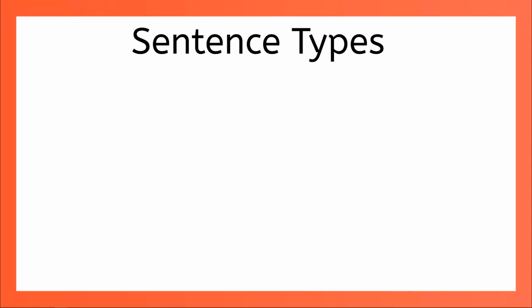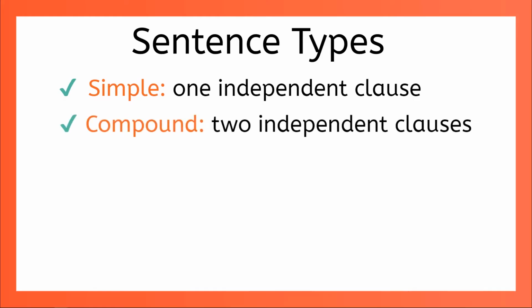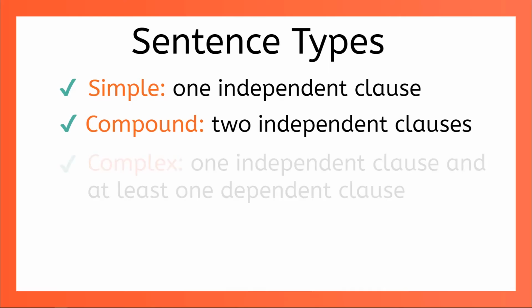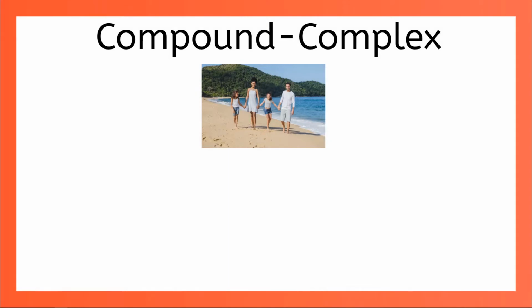Okay, so let's take an inventory of what we know. There's the simple sentence with just one independent clause. There's the compound sentence with two independent clauses. And then there's the complex sentence with one independent and at least one dependent clause. All right, you ready to learn one more? It's called a compound complex sentence. Like the name suggests, it's a combination of two sentence types.